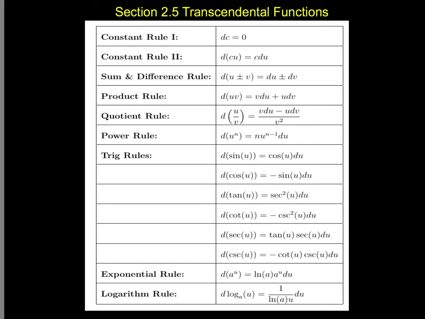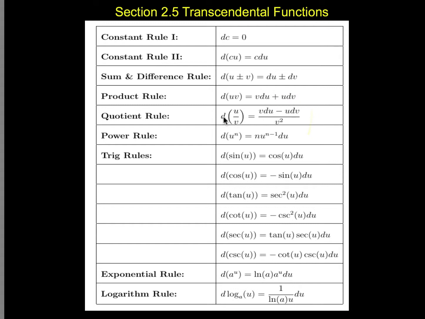Okay, before we start doing some examples, I just want to recap all the derivative rules that we have. We know the derivative of a constant is 0. If we take the derivative of a constant times a function, the constant just factors out. The differential distributes over addition and subtraction. We've got a product rule for differentiation: d(uv) = v du + u dv.